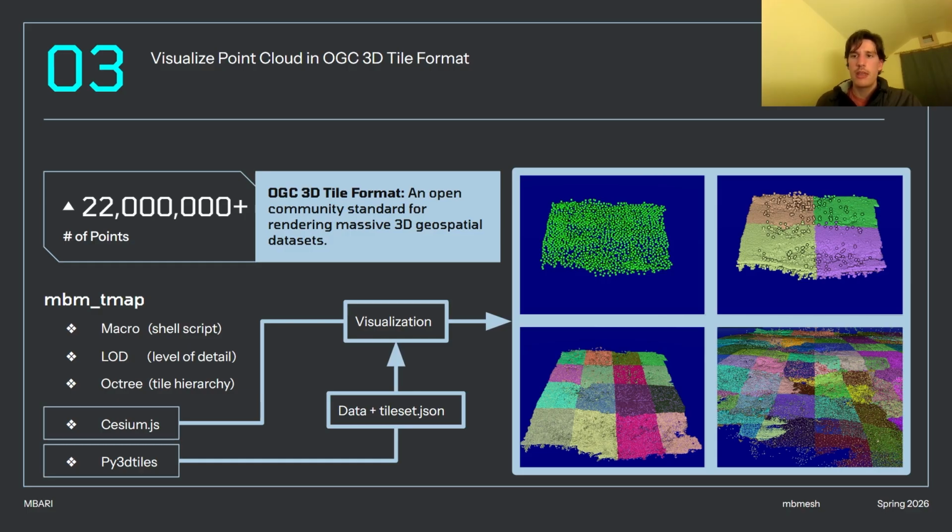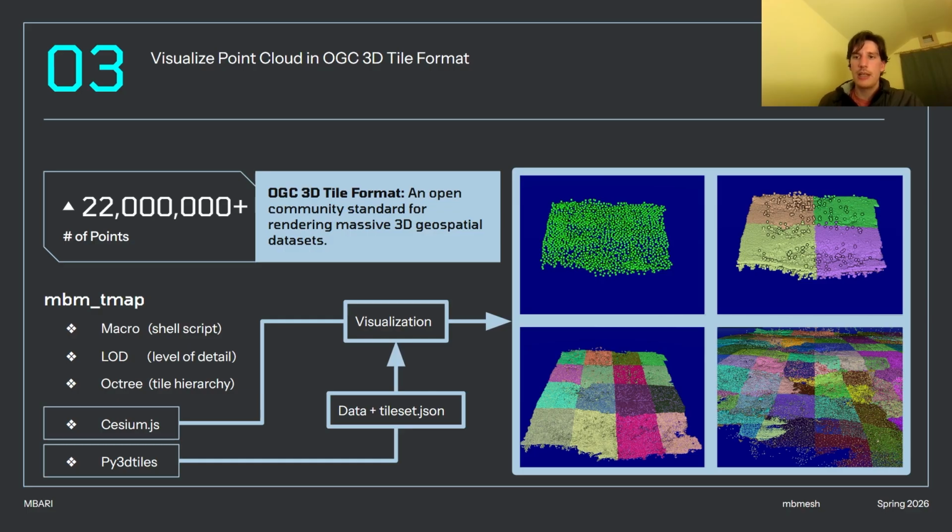Before viewing the actual data in the browser, the raw data of the point cloud needs to be broken down into individual tiles that are organized. So using the Py3D tiles CLI, we take the raw data and break it down into individual tiles that are structured into a hierarchy. The hierarchy itself is called an octree.